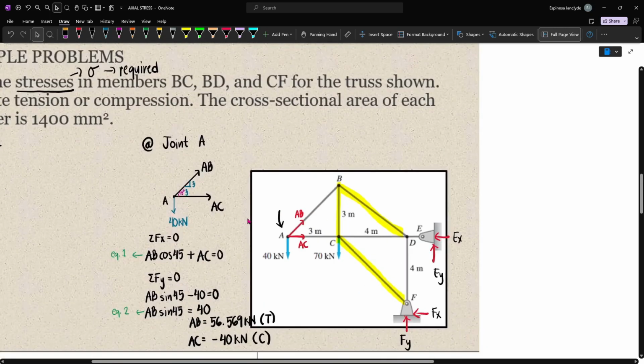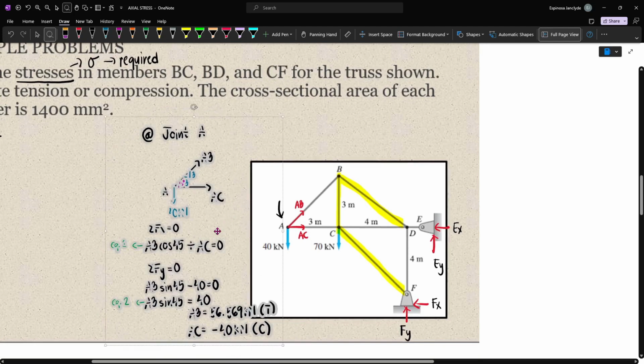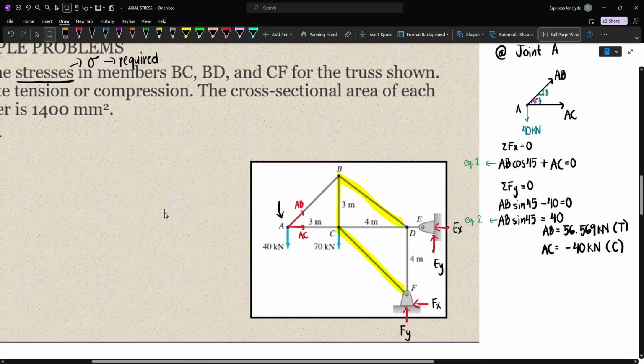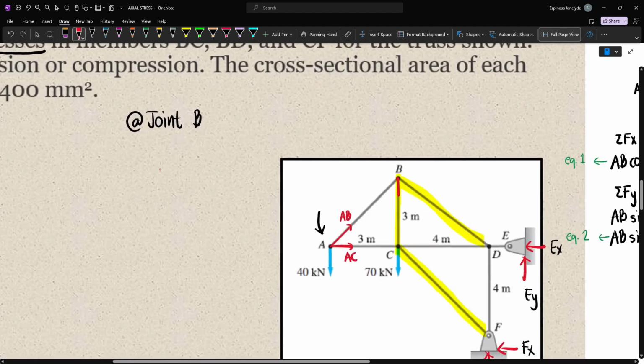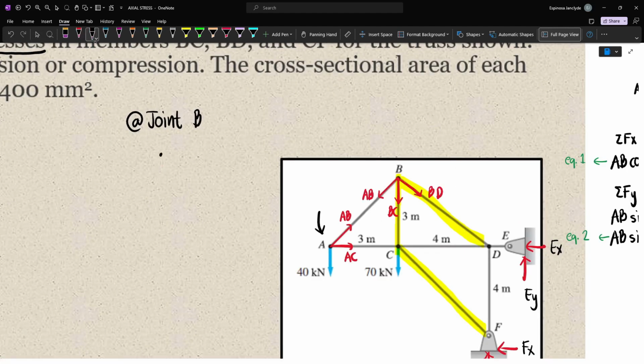Again, the first member that we will consider is member BC. And so we will actually move to joint B in order to solve BC. Isolating joint B, we have this figure. Then if we write our ratios, for AB we have an angle equal to 45 degrees, which is what we solved earlier. And for BD, we actually have a 3-4-5 triangle.